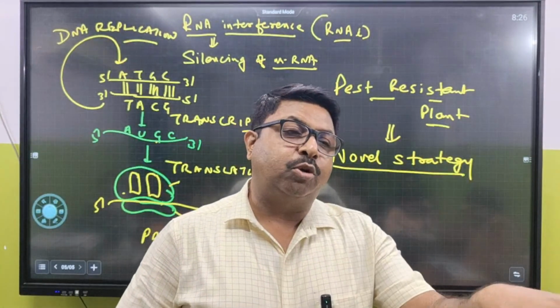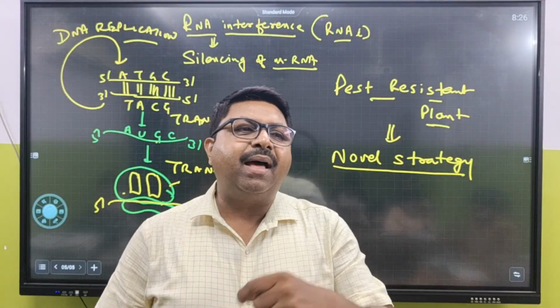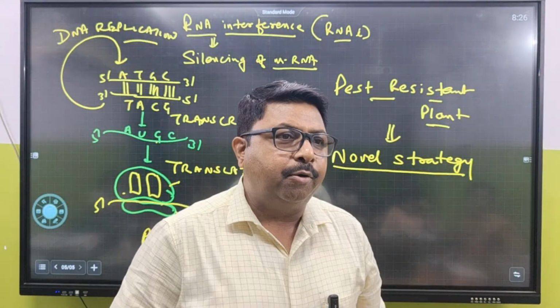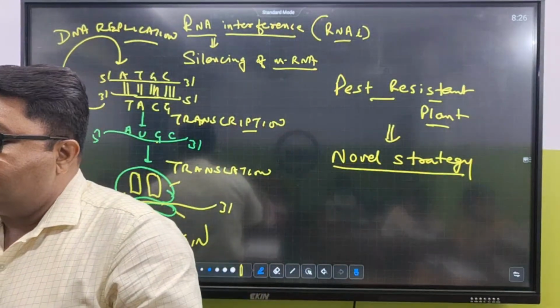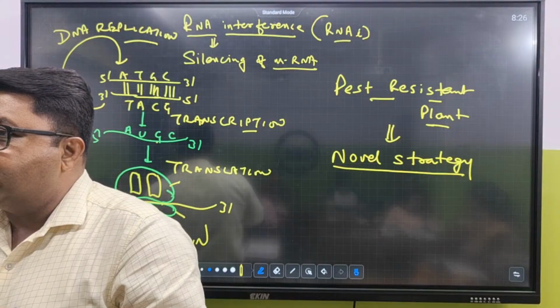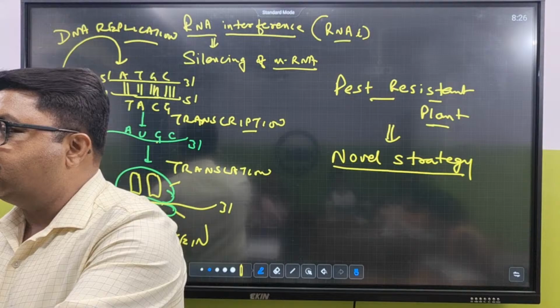So in your board exam, what is the question going to be? You're not going to get straightaway questions like 'Explain RNA interference.' No. They want to ask you, explain a novel strategy to protect a plant from pests. That means you have to talk about RNA interference.